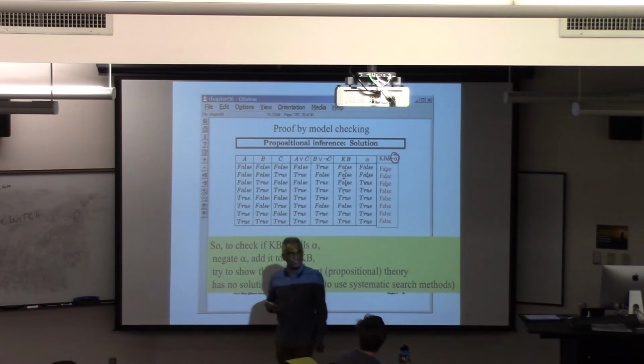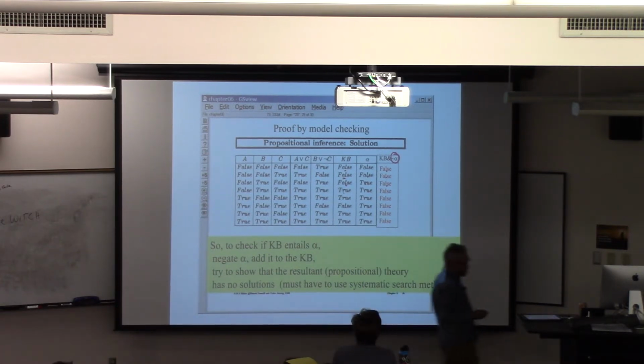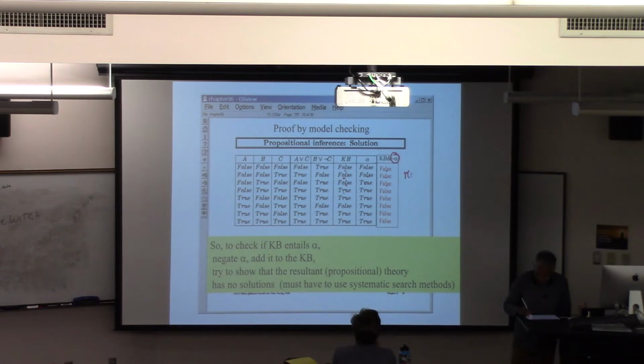If I have 2 power 10,000, I can take a lot more classes. Right? So, this is what is called model theoretic inference.